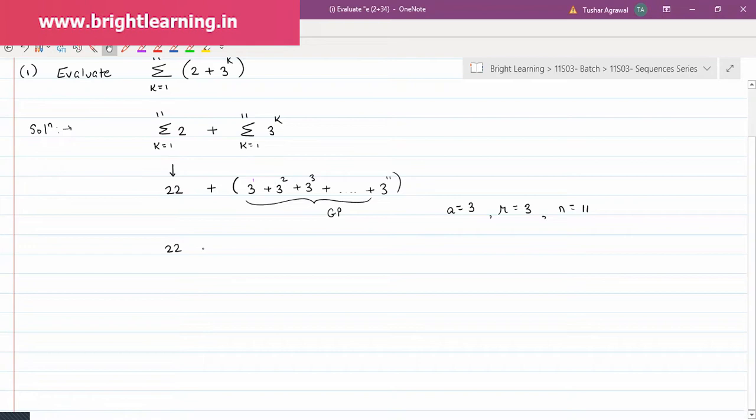So that avoids that kind of silly mistake. This 22 will remain as it is, an addition of this geometric progression. The formula that we will use is a times r to the power n minus 1 upon r minus 1. This version only, because here the magnitude of r is greater than 1, so as to avoid the negative denominator. So it will be 3 multiplied by 3 raised to 11 minus 1 upon r minus 1, so that will be 2. Leave the answer as it is. Whatever this value will be, 22 plus 3 upon 2 multiplied by 3 raised to 11 minus 1. Got it?